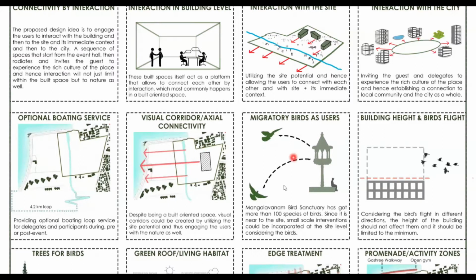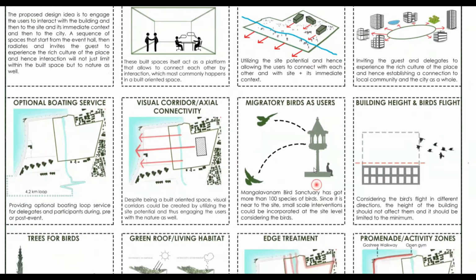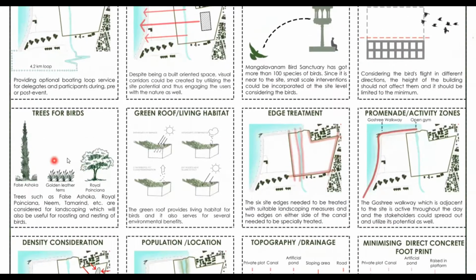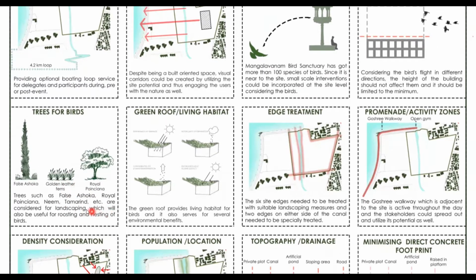And here I am considering a third category, which is the migratory birds from the Mangalavanam sanctuary. So they will be provided enough response on the site as well. And of course, the building height will be restricted due to the birds' flight. And I thought of providing trees for the birds like the false ashoka, golden leather ferns, and royal poinsettia, which will be useful for the roosting and nesting of the birds. And at the same time, the false ashoka will also act as a noise barrier.